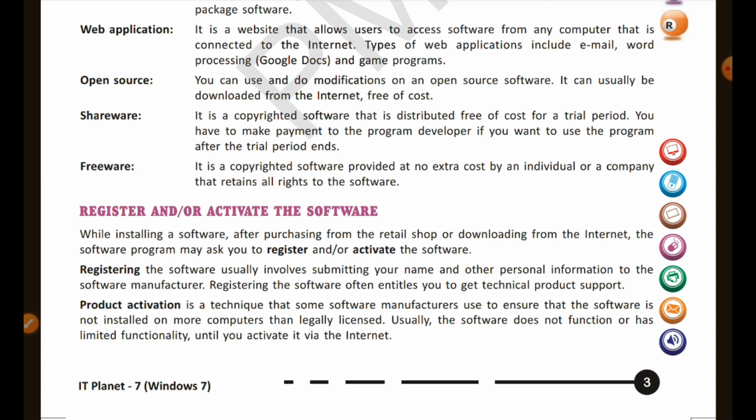Product activation is a technique that some software manufacturers use to ensure that the software is not installed on more computers than legally licensed. Means product activation also helps the programmer to check whether their programs are used by the authentic user or are being used illegally. Usually the software does not function or has limited functionality until you activate it via the internet.